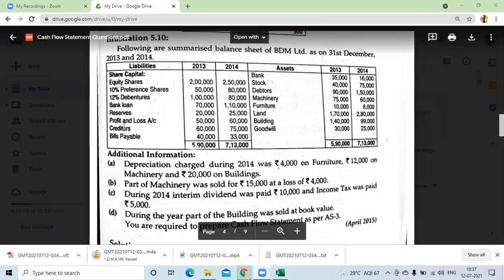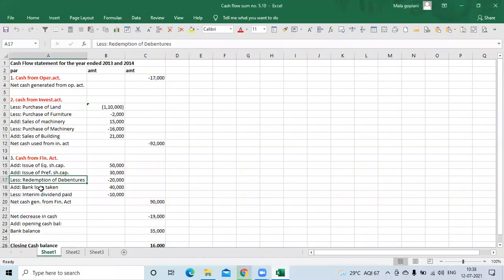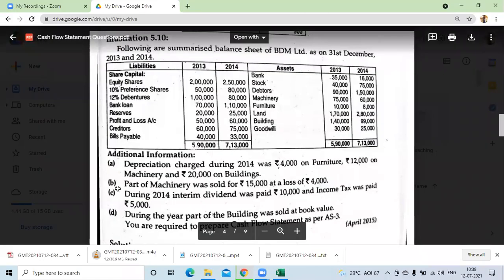Thank you very much. Now see, bank loan. Bank loan is 70,000 and now it is 1,10,000. Has it increased or decreased? Increased. Means bank loan taken or repaid? Taken. So bank loan taken means which activity? Financing activity. Add or less? Add, because cash comes in. Write down in financing activity, add bank loan taken. What is the difference between the two? 40,000. Very good.